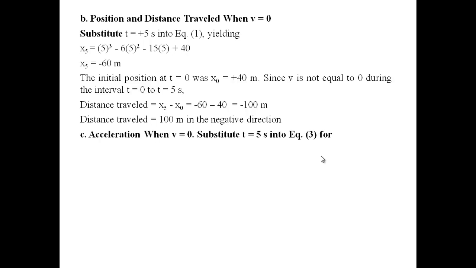Next, we have to determine the acceleration when velocity is equal to 0. Again we substitute t is equal to positive 5 seconds into equation 3, because equation 3 is related to acceleration. The equation of acceleration is 6t minus 12. Here time is equal to 5 seconds, so a5 is equal to 6 of 5 minus 12. We got the answer: acceleration at time 5 seconds is equal to plus 18 meter per second square.